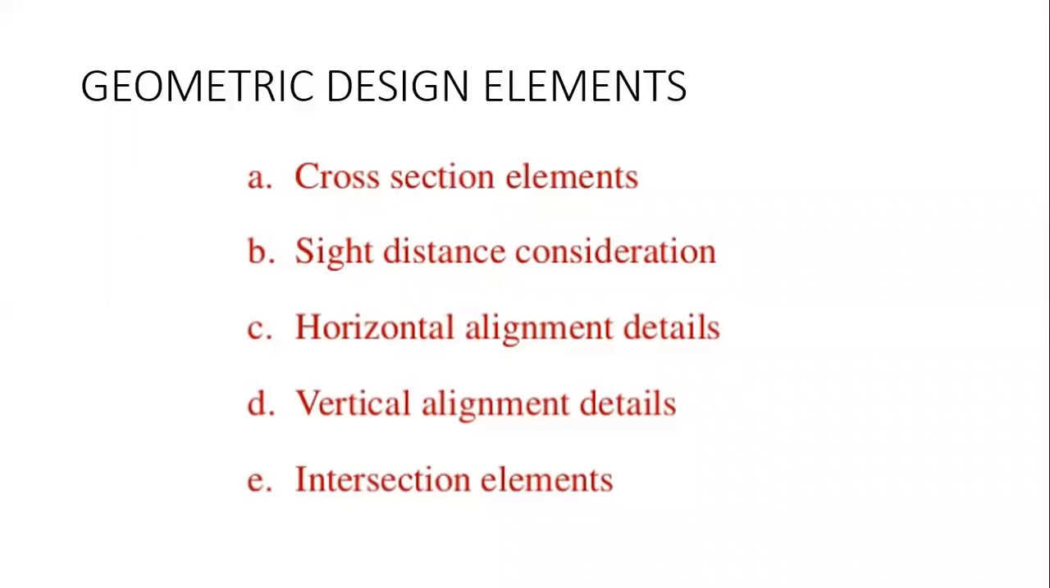Now, the second part of these highway geometric design elements is nothing but the sight distance consideration. So the sight distance is what we are going to study now in detail. That is the second important feature which comes under highway geometric design.